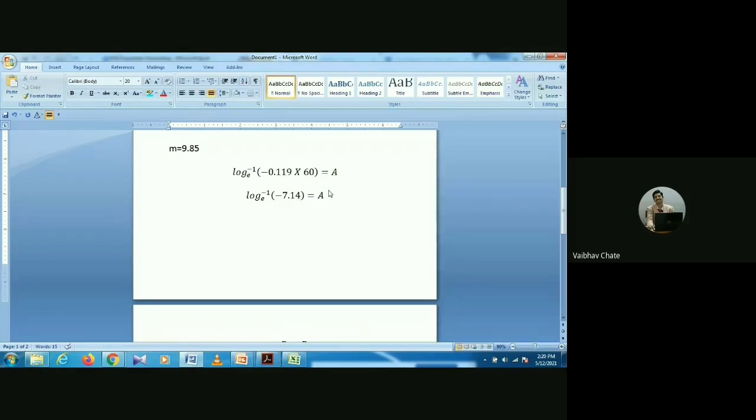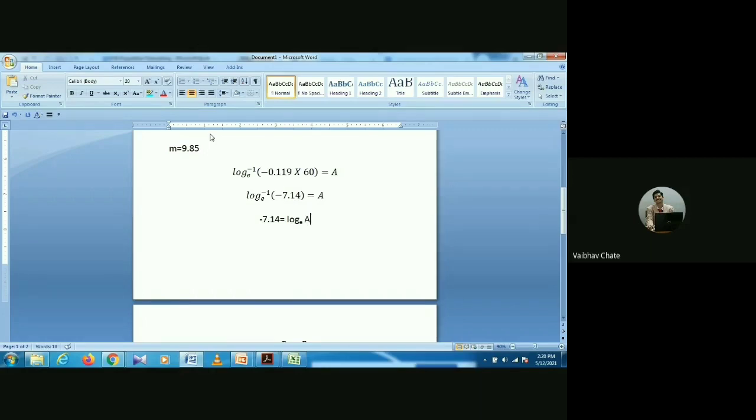Now, what will happen because of this? Let us say log to the base e inverse is there, so that means minus of 7.14. I'll take log to the base e inverse on the other side by cross multiplication. That means I'm going to get log to the base e times A. This is what I'm going to get.